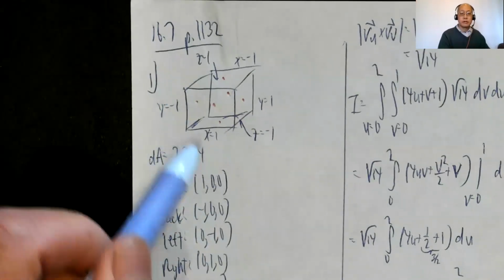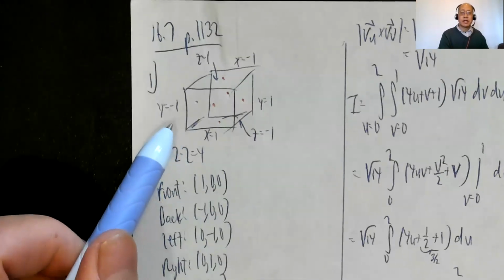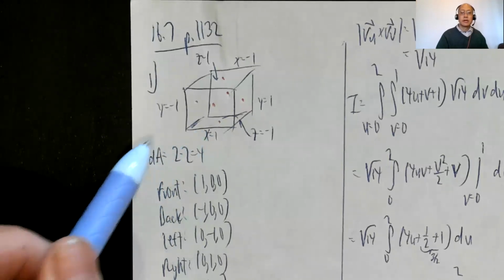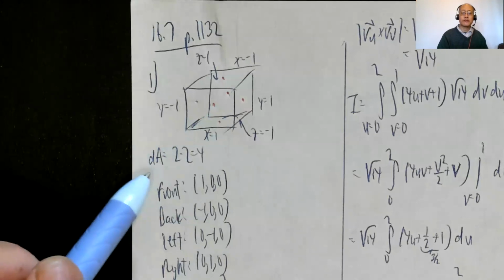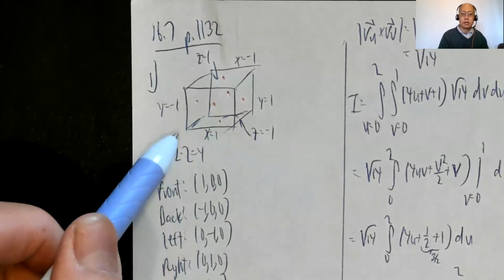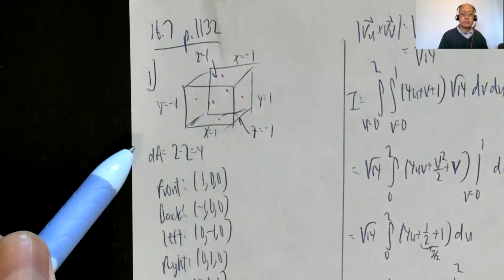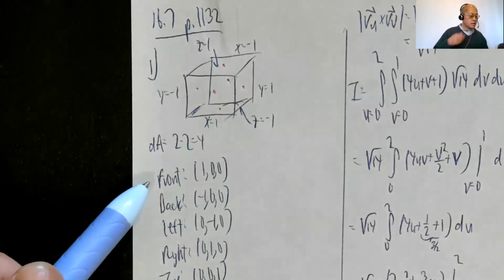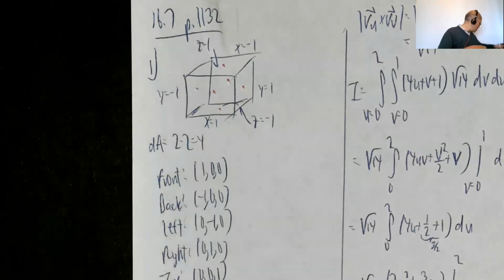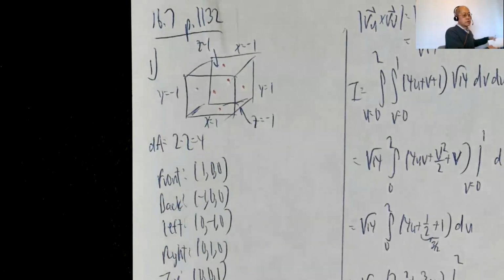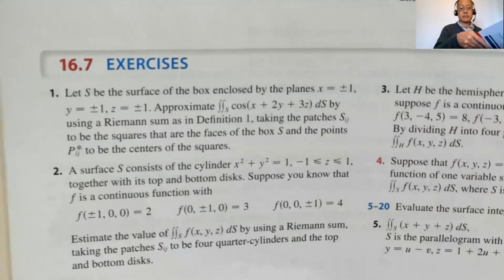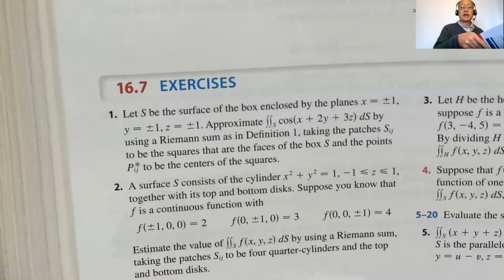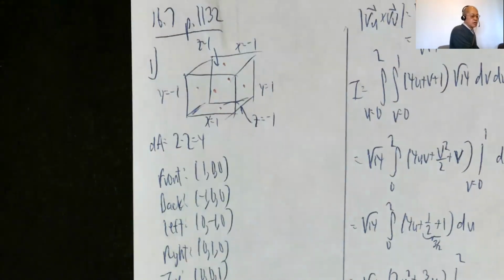All right, number 1, you have this box, negative 1 to 1 cross negative 1 to 1 cross negative 1 to 1. dA for any of the six surfaces is 2 times 2, which is 4. Two this way, they're all the same. They ask us to use a Riemann sum, with the points being the centers of the squares.